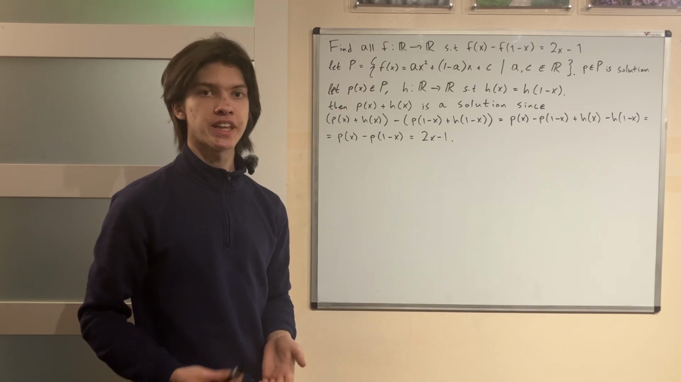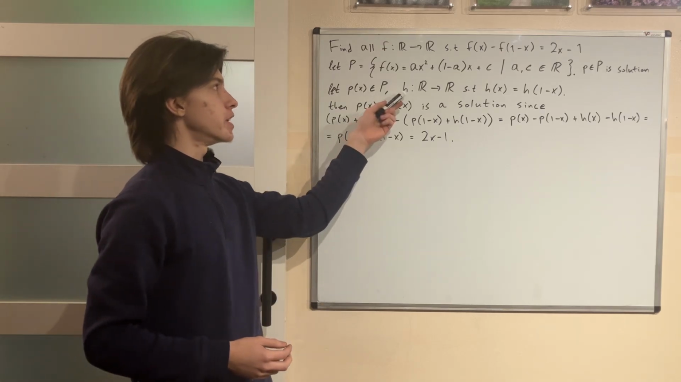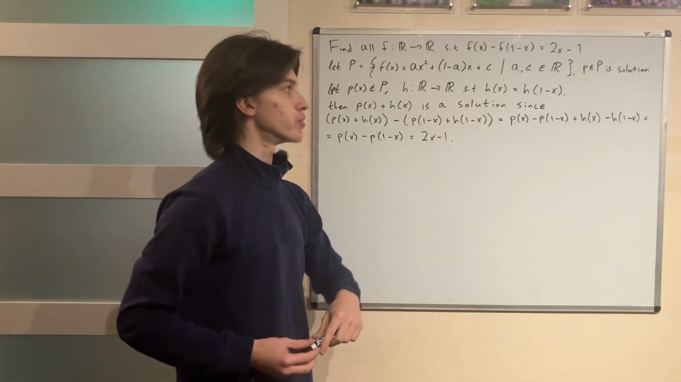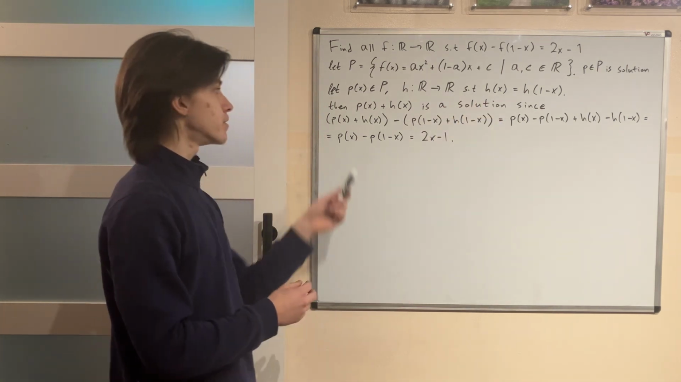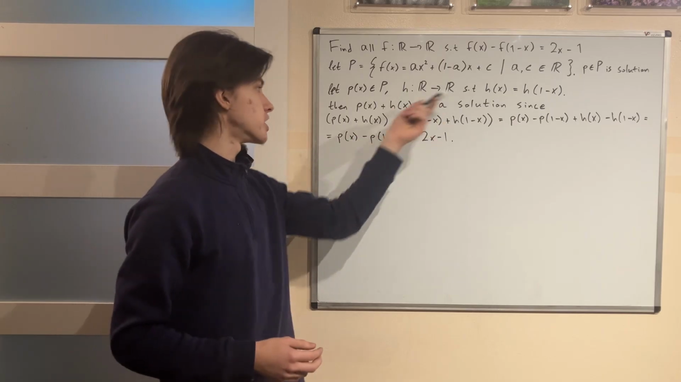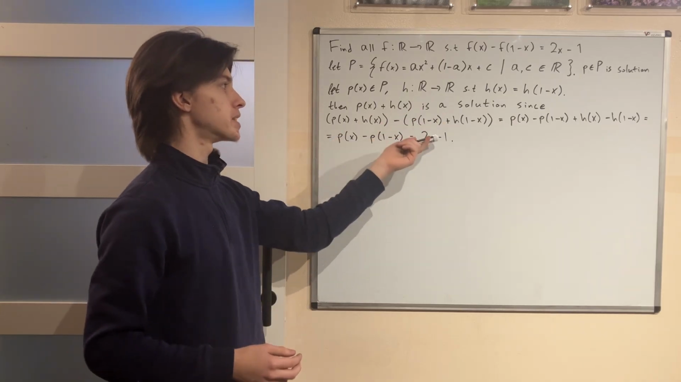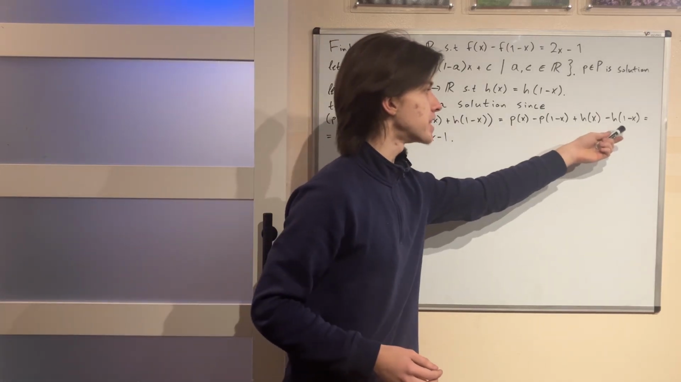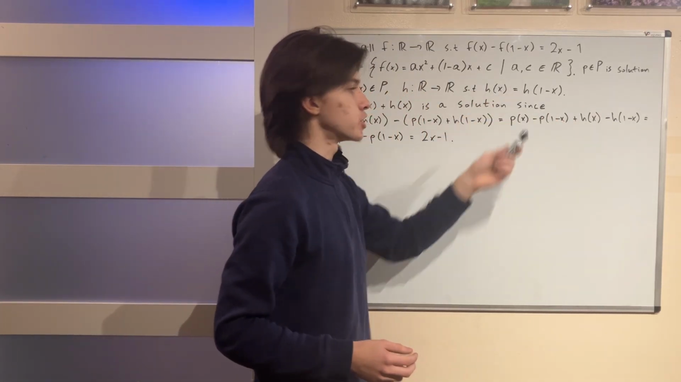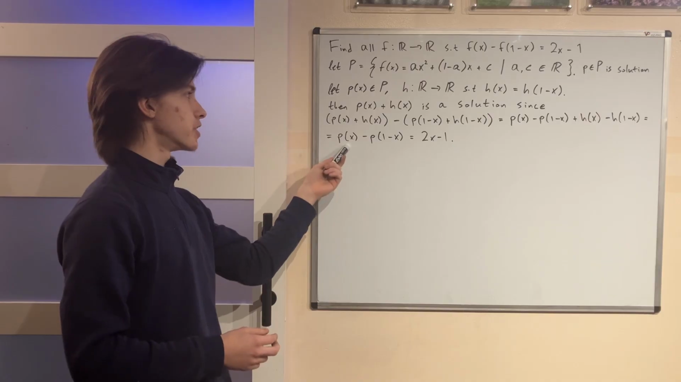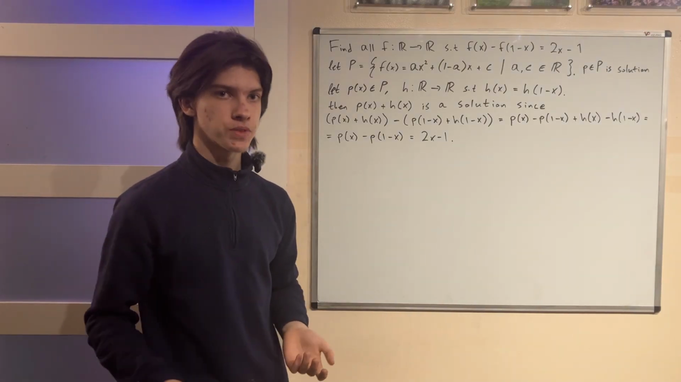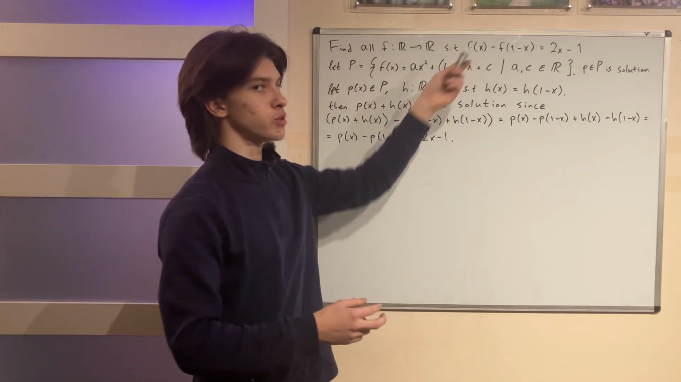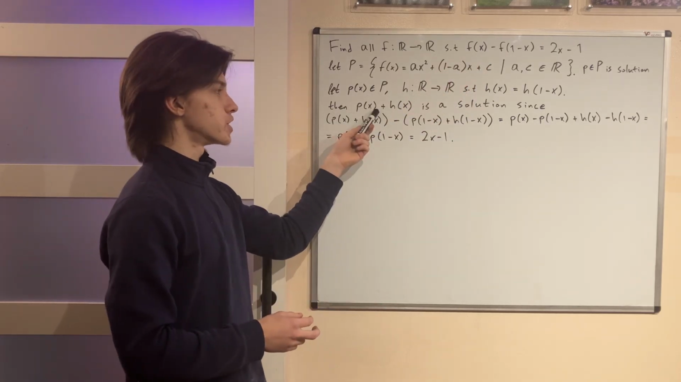Let p of x be an element of P, and let h be a function also defined on the reals, such that h of x equals h of 1 minus x. Then clearly, p of x plus h of x is a solution, since p of x plus h of x minus p of 1 minus x plus h of 1 minus x fits our constraint, since h of x minus h of 1 minus x, given by the constraint for h, becomes 0, and we know that p is a solution. So if we have such a function, then all solutions to our functional equation from the start will be of this form.